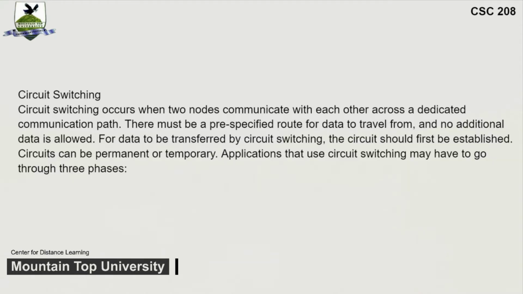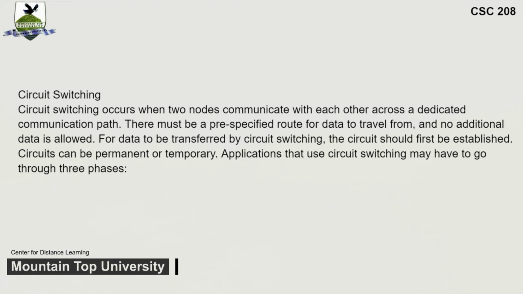Circuit switching. Circuit switching occurs when two nodes communicate with each other across a dedicated communication path. There must be a pre-specified route for data to travel from, and no additional data is allowed. For data to be transferred by circuit switching, the circuit should first be established. Circuits can be permanent or temporary.